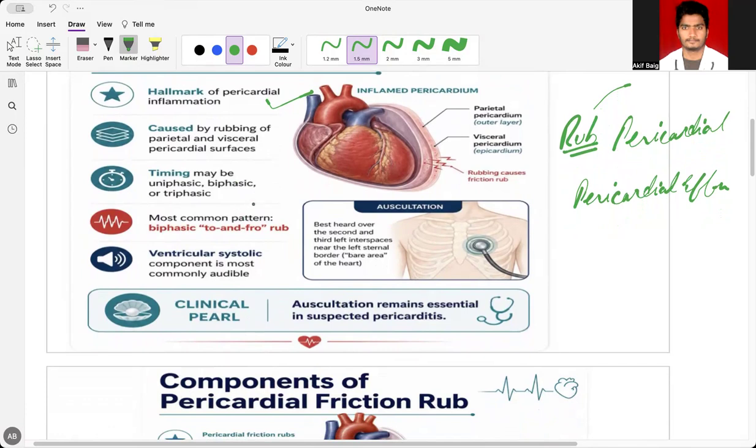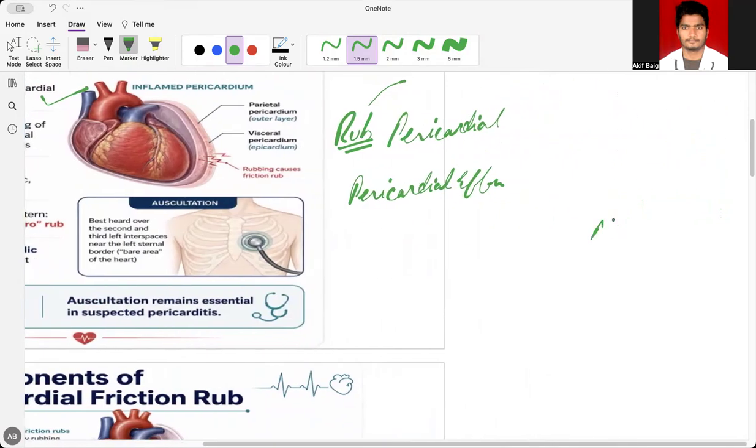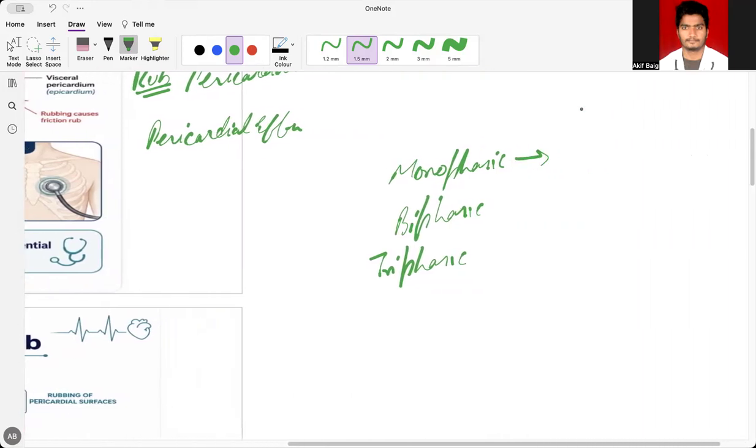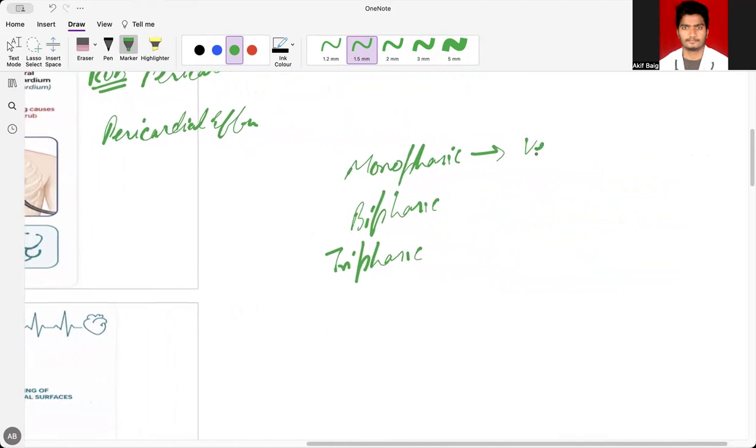So it can be either monophasic, biphasic, or triphasic. This is defined based on during which phase of the cardiac cycle it is occurring. Monophasic means that it occurs during the ventricular systole. The only phase there is ventricular systole, when both pericardial layers, the parietal and visceral pericardium, rub against each other and create the pericardial rub.